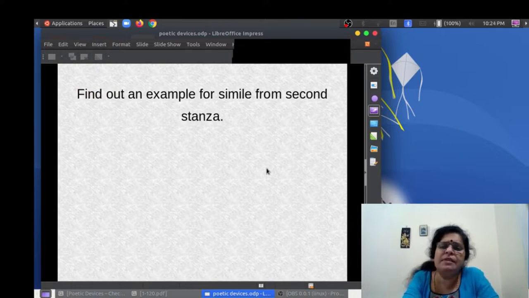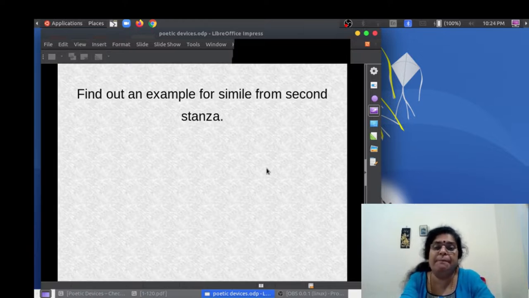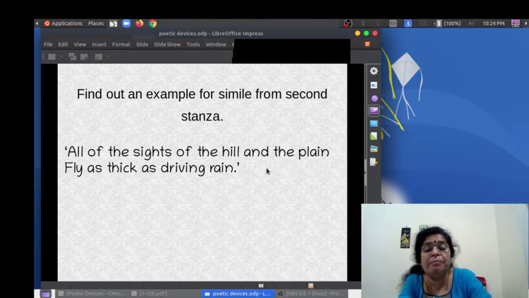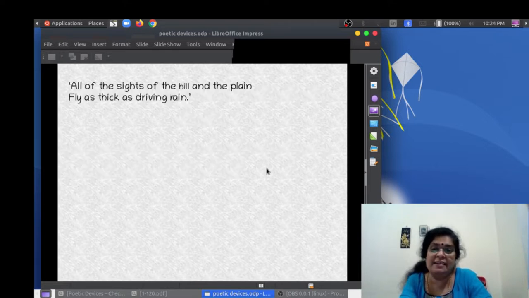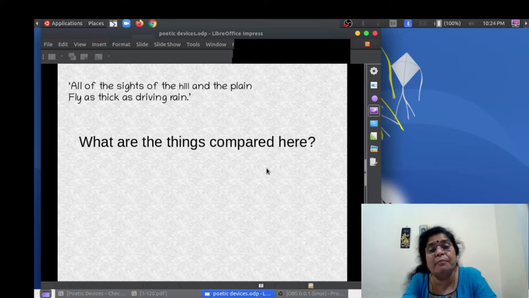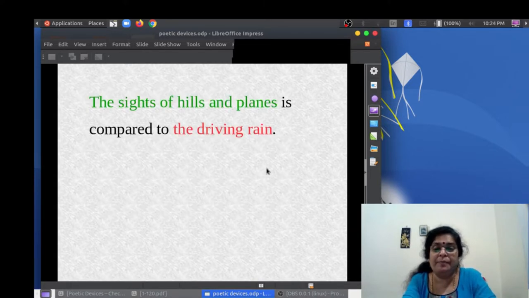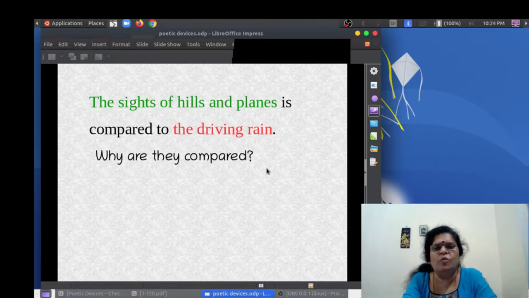Find out an example for simile from the second stanza. Pause the class and find out the example for simile. Okay, what is the simile in the second stanza? All the sides of the hill and the plain fly as thick as driving rain. What are the things compared here? The sight of the hill and the plain is compared to the driving rain. Why are they compared?